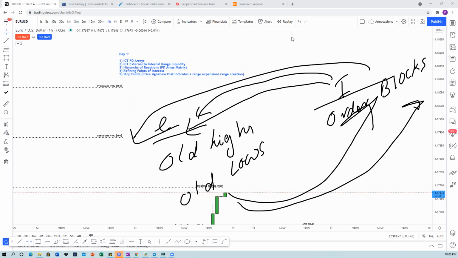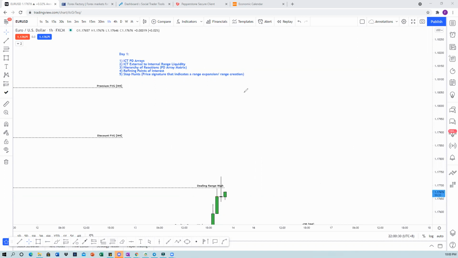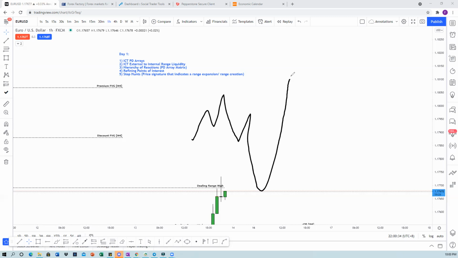It's as simple as that, right? But the context should be there. It doesn't mean that every time a high is taken, it should go back down. Doesn't mean that, right? So it has to be taken with context. That's pretty much it.